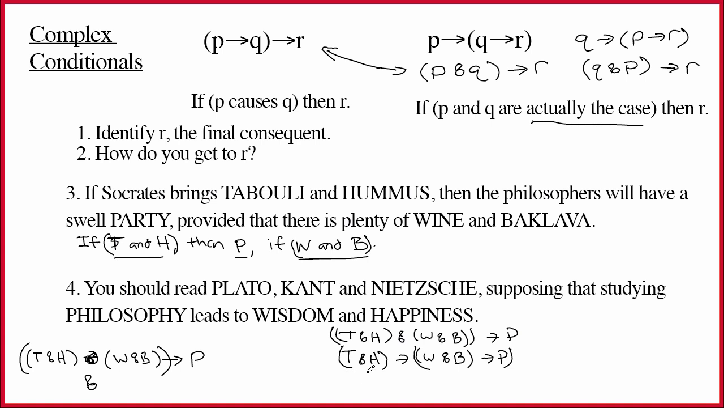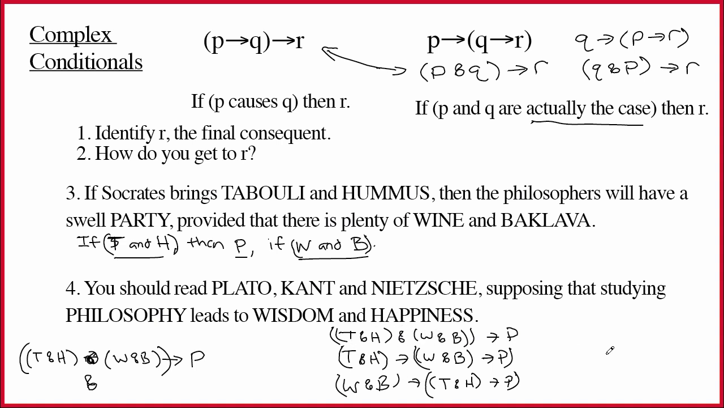We know that it would be okay to switch the position of the W and the B and the T and H. You could write W and B, arrow, T and H, arrow P, and of course that would put the parentheses like that. Or of course, you could have the version with the ampersand.